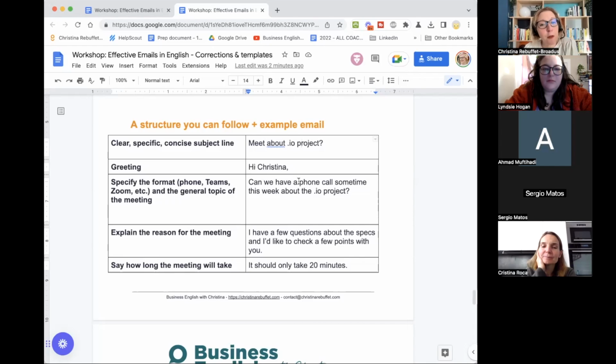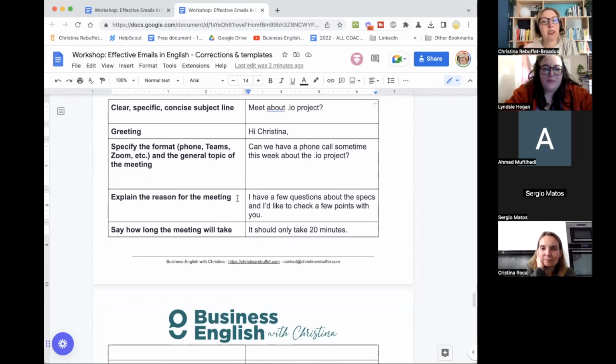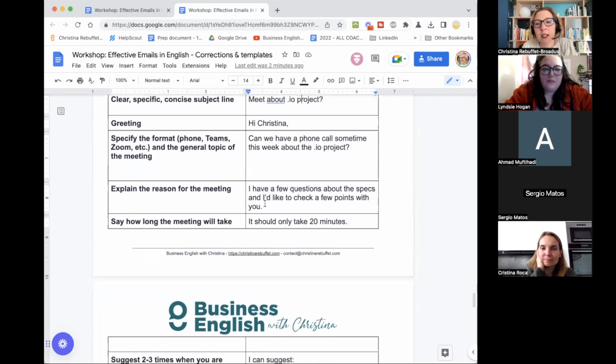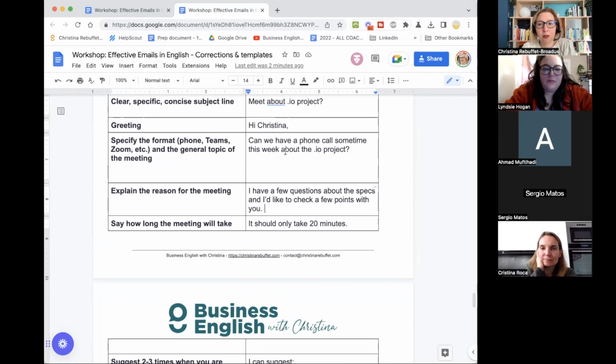Can we have a phone call or a Zoom meeting or whatever sometime this week about the .io project? And maybe explain the reason for the meeting. Again, just kind of reassuring the reader. They know what to expect. They know what's happening. I have a few questions about the specs or the instructions for the project, and I'd like to check a few points with you. Okay, so I know when this person wants to meet, I know how they want to meet, I know why they want to meet.